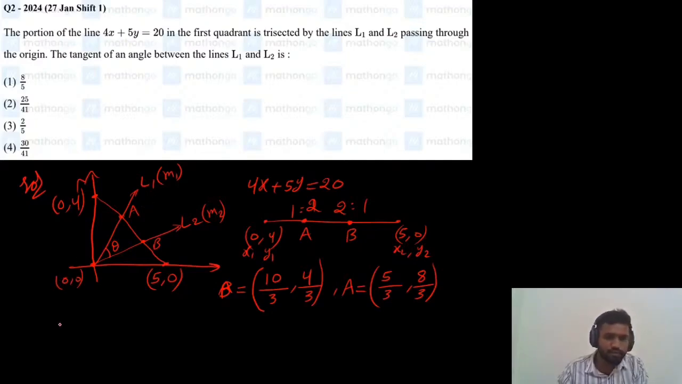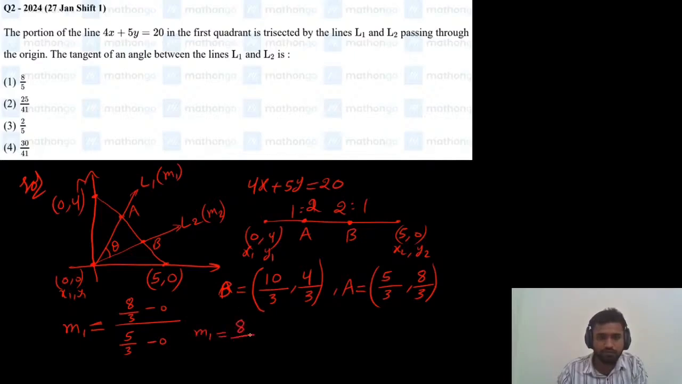So what is the slope of L1? Slope of L1 is m1. Let us assume this as x1 comma y1 and this point is x2 comma y2. So y2 minus y1, which is 8 by 3 minus 0, divided by x2 minus x1, which is 5 by 3 minus 0. So the slope of line L1, m1, is 8 by 5. The 3s cancel.